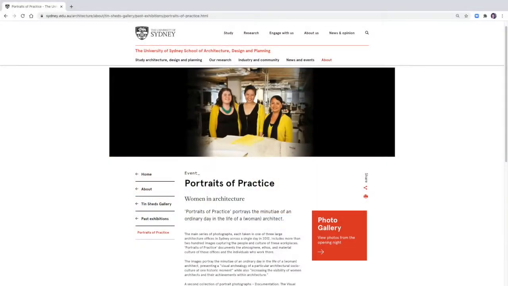But there is also the production of material which then goes into an exhibition. I've also done that along with a number of other collaborators at the Tin Sheds Gallery in Sydney, an exhibition called Portraits of Practice at Work in Architecture. That was a culmination of work that I've been doing for many years around gender equity in the architecture profession, but also the image of the architect. So the gendered, racialized image of the architect, and the fact that the profession is in fact more diverse than it is thought to be.